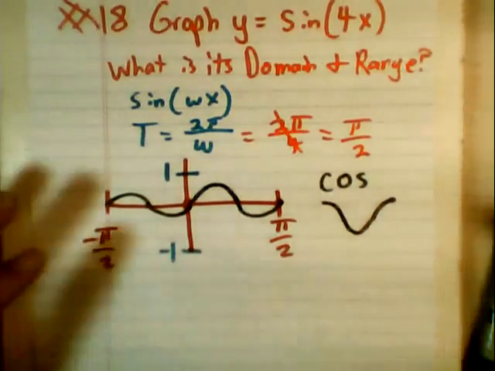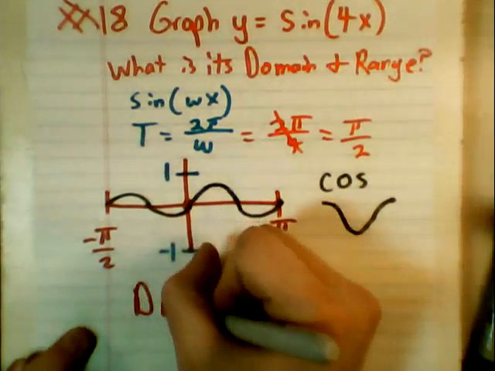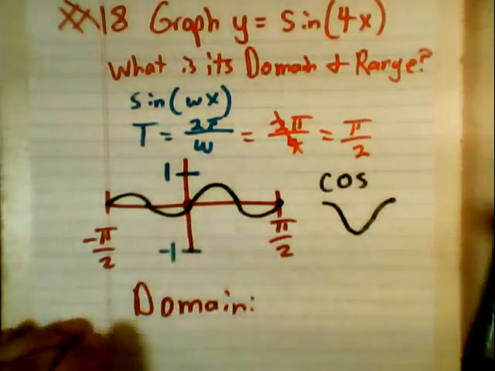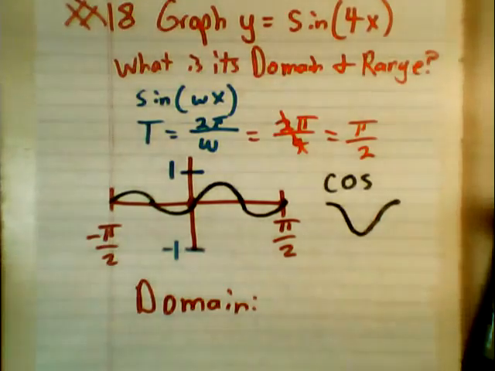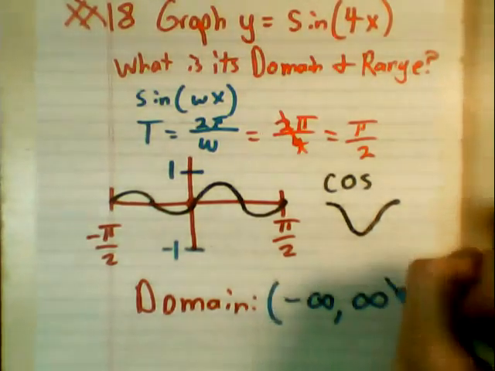Now that we have the graph drawn, let's figure out our domain. Well, for sine and even cosine, the domain is pretty much all real numbers. There are no restrictions, so it's negative infinity to positive infinity.